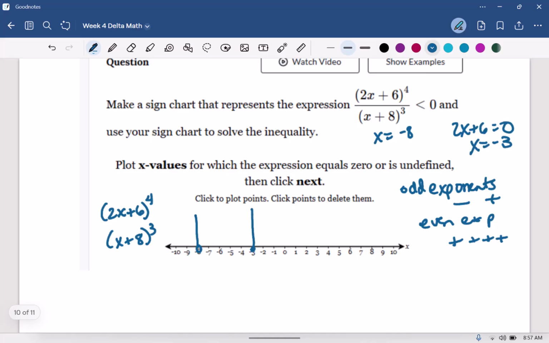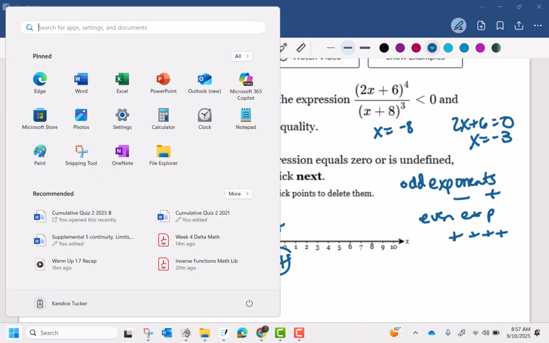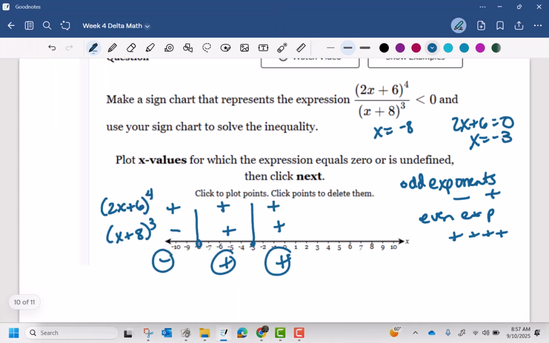So 2x plus 6 to the 4th is always positive. X plus 8 to the 3rd is negative until it gets to its answer, then it changes to positive. That's negative, positive, positive. Okay, so negative 8, negative 3, negative, positive, positive. I got to open my computer back up. So this is getting a little long. Sorry. Okay, so let's try to remember. Negative, positive, positive. And it's negative 8 and negative 3.